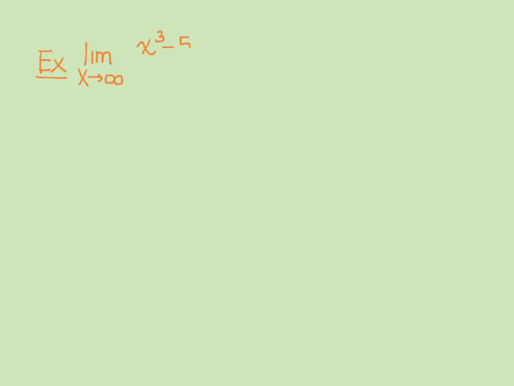Let's look at an example. The limit as x goes to infinity of x cubed minus 5x over x to the fifth minus 3x. Here the largest power of x is in the denominator. And so, as we saw with the super sneaky trick, this means that the limit goes to 0.